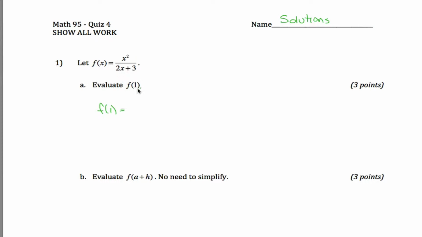So if you want f of 1, it's the same basic idea, except everywhere you see an x, you replace it with the 1. So I'd get 1 squared over 2 times 1 plus 3. 1 squared is 1, 2 times 1 is 2, and 2 plus 3 is 5. So 1/5 would come out of this machine if I put the number 1 into it. That's it.